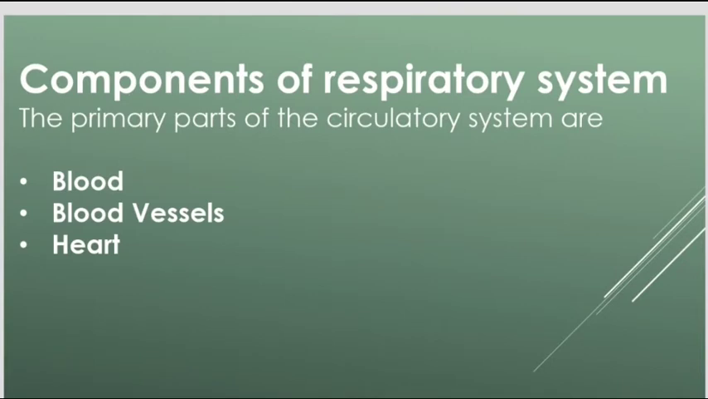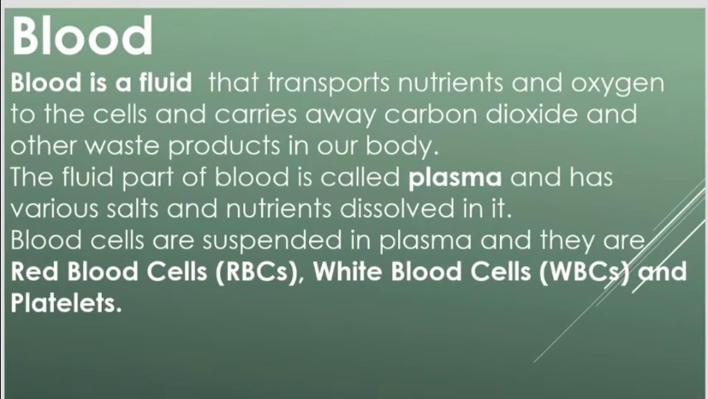Components of the circulatory system: the primary parts of the circulatory system are blood, blood vessels and heart. Blood is a fluid that transports nutrients and oxygen to the cells and carries away carbon dioxide and other waste products in our body. The fluid part of blood is called plasma and has various salts and nutrients dissolved in it. Blood cells are suspended in plasma and they are red blood cells (RBCs), white blood cells (WBCs) and platelets.